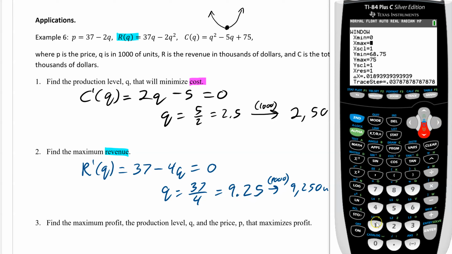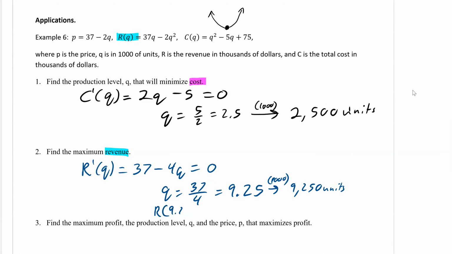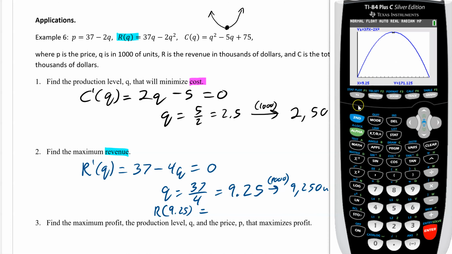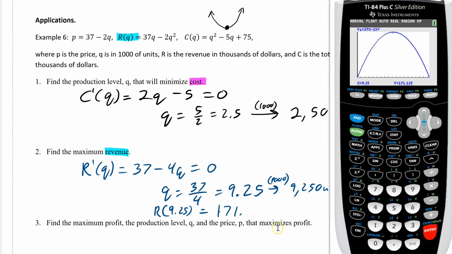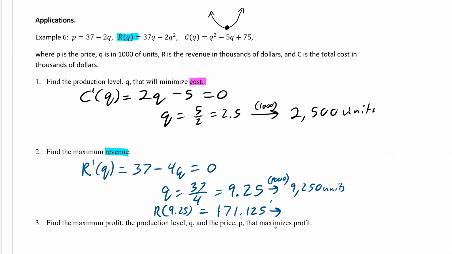Again, we want to place it in the middle, so we'll go to like 18.5. Hit zoom fit. And there we have it. So trace 9.25. That means our quantity of 9.25, or 9,250, and there's our revenue: 171,125. So R of 9.25 equals 171.125, and again, this is in thousands of dollars. So multiply it by 1,000, and we get $171,125. So what is the maximum revenue?